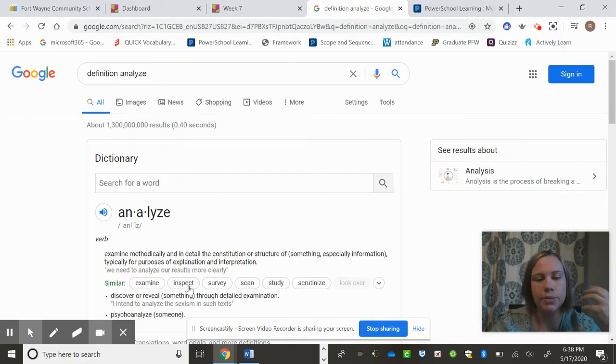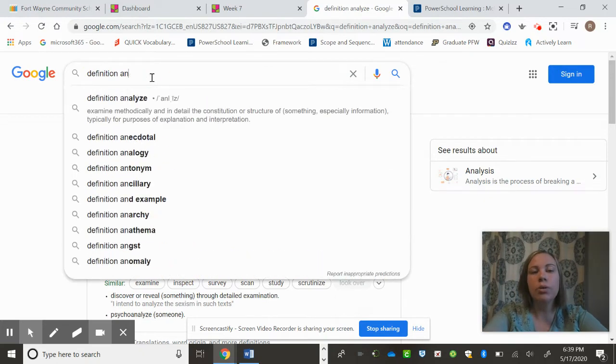Definition wise, we're going to use this one down here: discover or reveal something through detailed explanation. So, "I intend to analyze the sexism in such text." Okay, so that's the example Google is giving us. Basically, what you do is you analyze, you look at a deeper level into something. You would take a short story, for example, for our literary analysis, you would look into it, reread it, think about concepts developed within there and interpret them in your own way. Okay, so you're analyzing, you're looking more in depth at something.